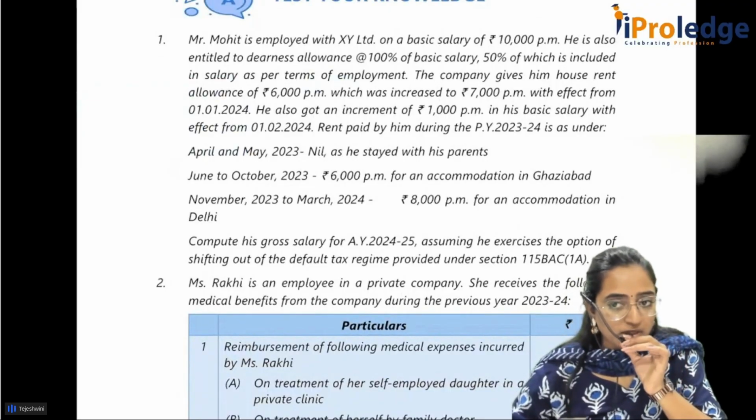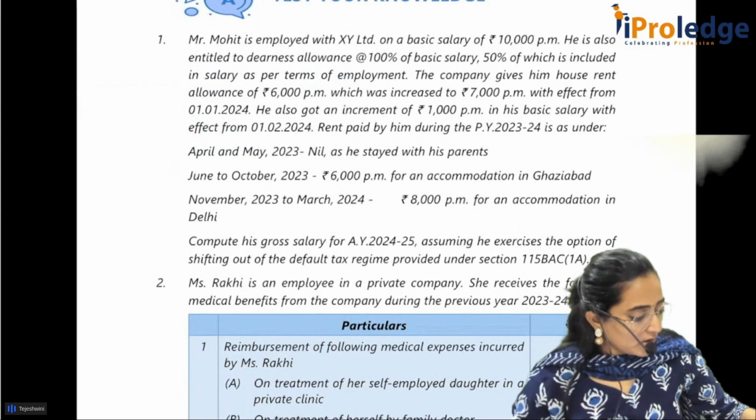Everyone, let's continue with the next question. Test your knowledge. Question number 1. ICM material being the source.